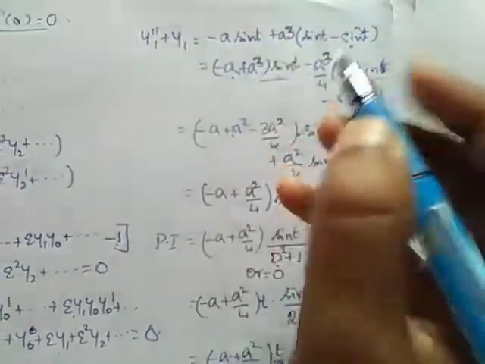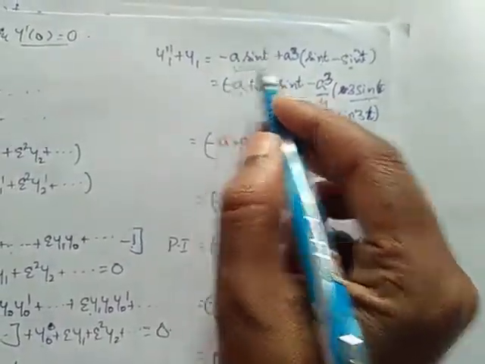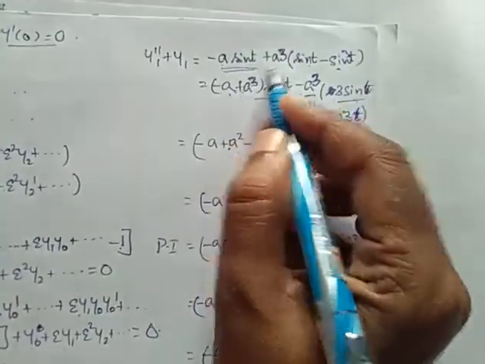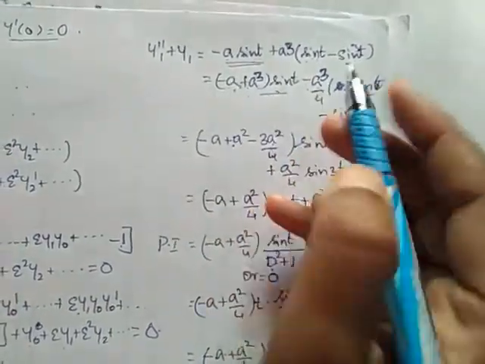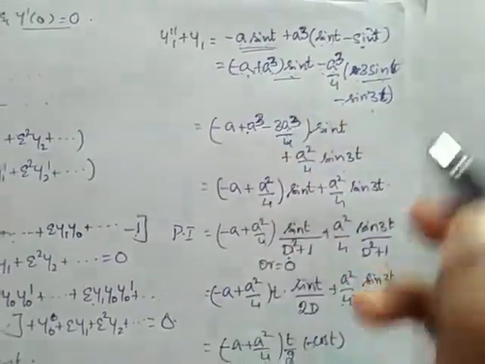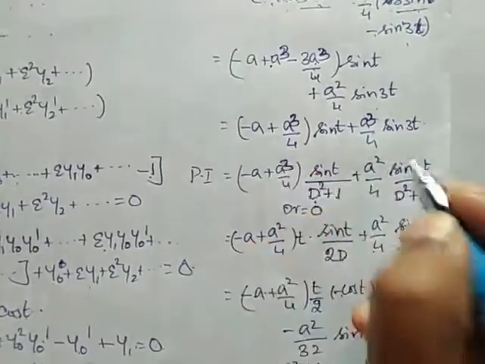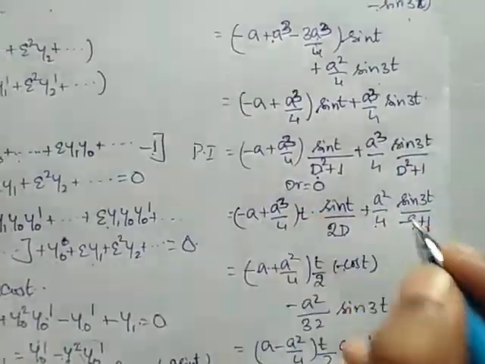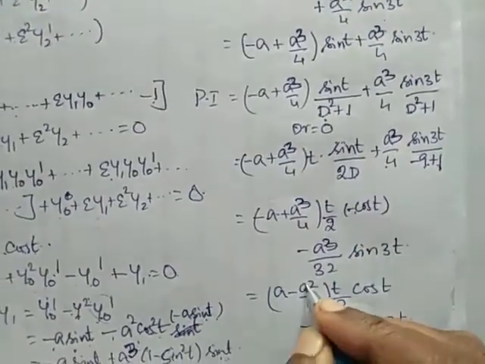Here I am grouping a into sin t and a cube into sin t. Therefore minus a into a cube. This is also a cube. So this is also a cube. This is also a cube. Everywhere it is not squared, it is a cube. Change it.